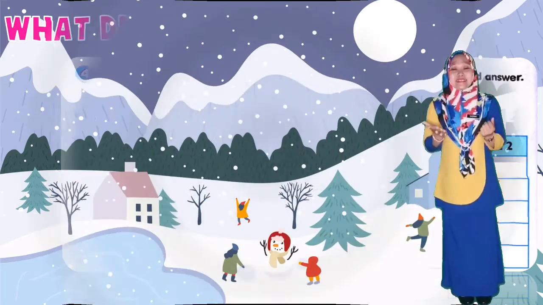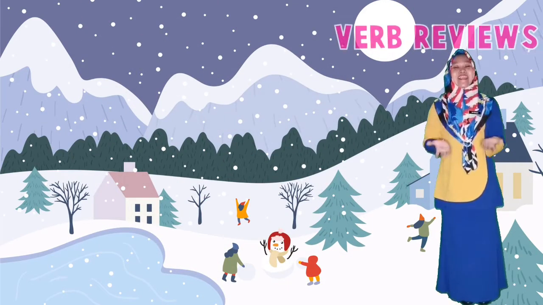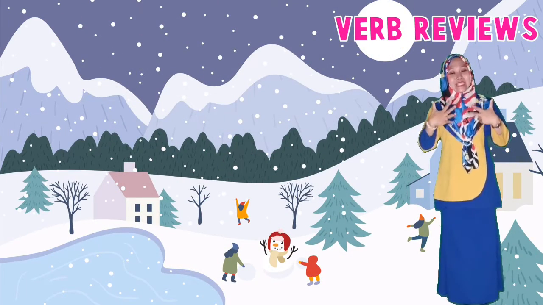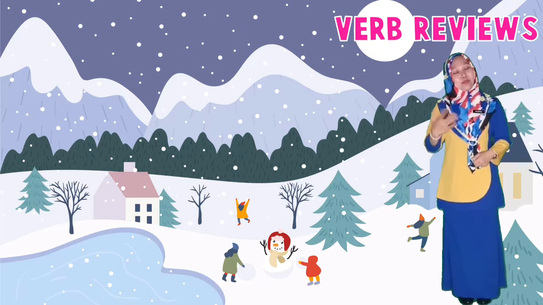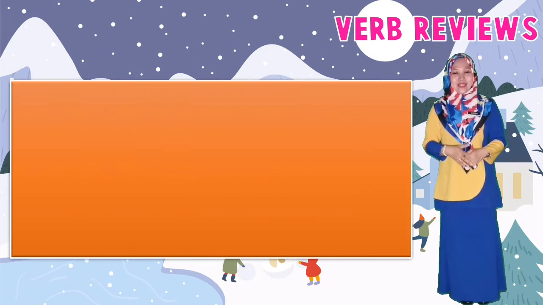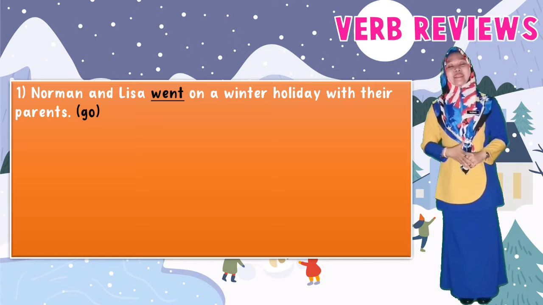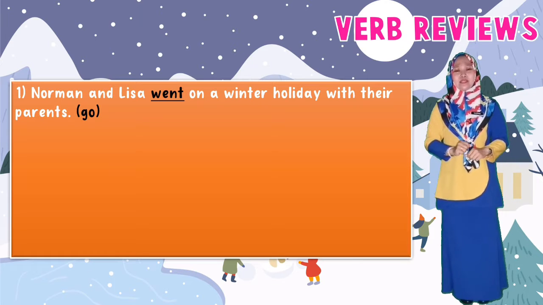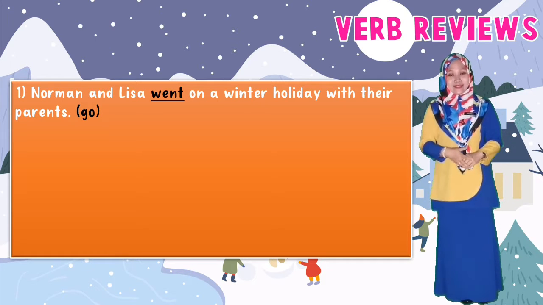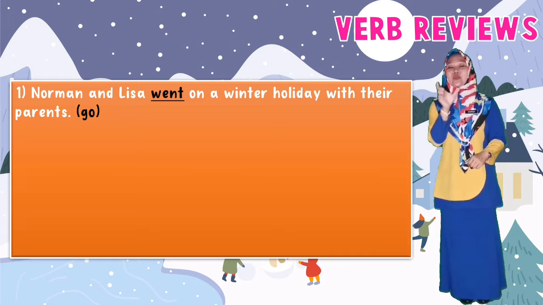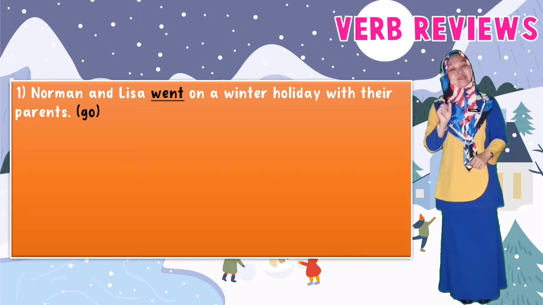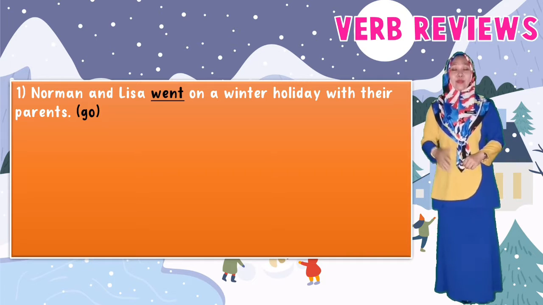Are you all still with me? Let us review 8 key verbs in present form. Look at sentence number 1. Norman and Lisa went on a winter holiday with their parents. The word went in this sentence is the past form of the verb go.